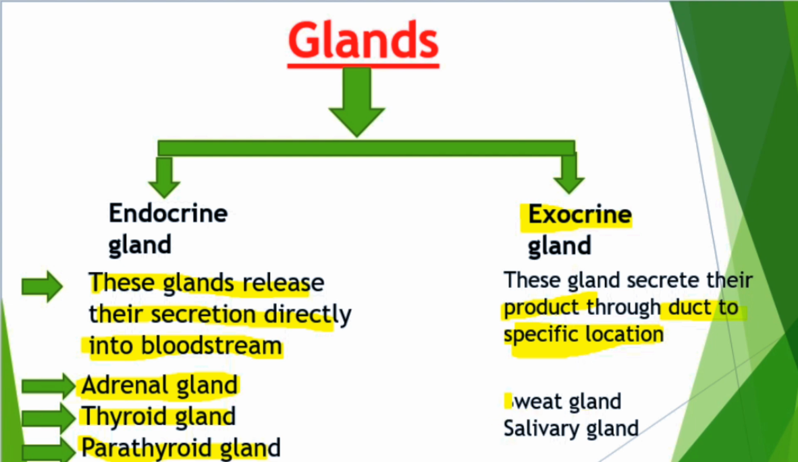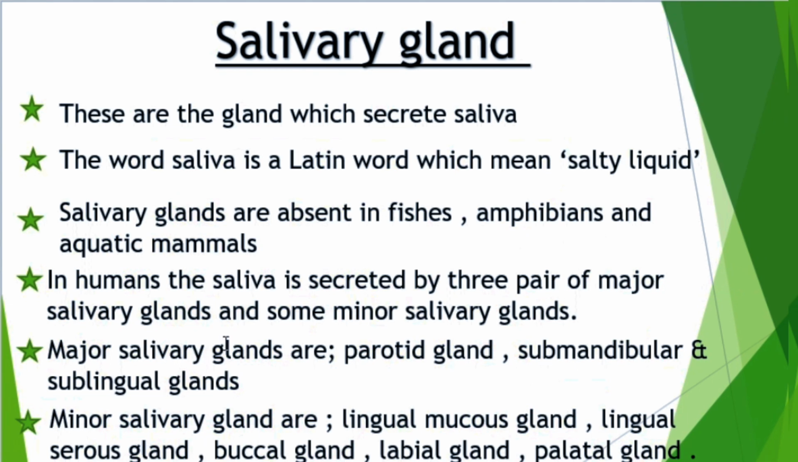Here the example is the salivary glands. These are basically exocrine glands. So here we learn that the salivary gland belongs to the exocrine category of glands. It means that the salivary gland is a ducted gland. So let's get started with what the salivary gland is.